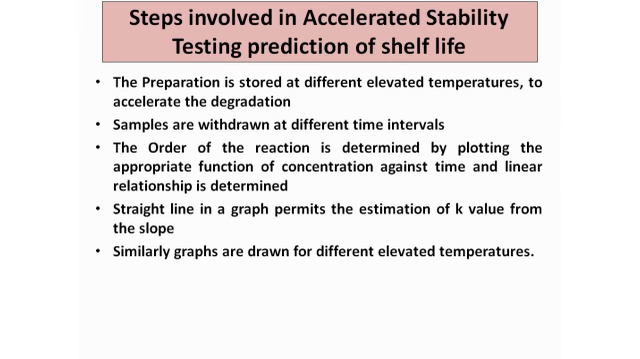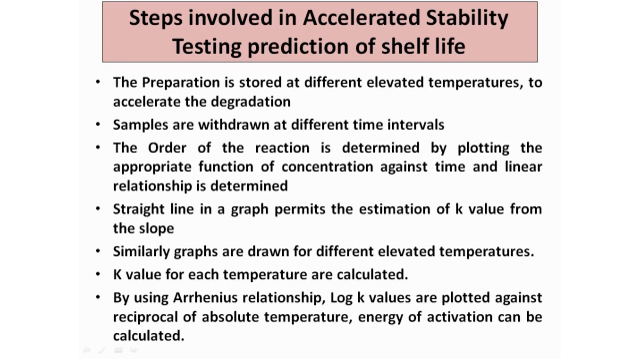So similarly, other graphs are drawn for other different elevated temperatures. Suppose for 30 degree we are going to make one graph, for 50 degree we are going to make another graph, like that only. So the K value for each temperature can be easily calculated now, right? So by using the Arrhenius equation, K is equal to A e to the power minus Ea divided by RT, right? So the log K values are plotted against the reciprocal of the absolute temperature, means 1 by T, and the activation energy is calculated. I will show you how.